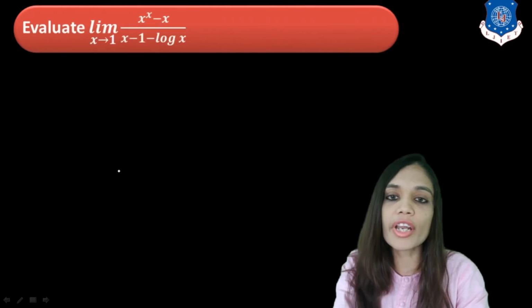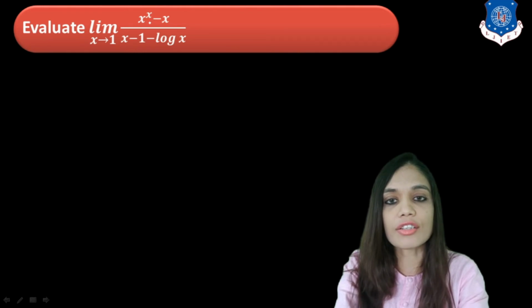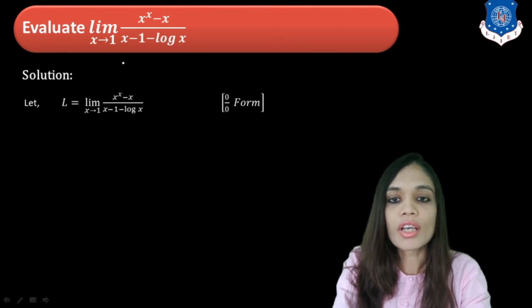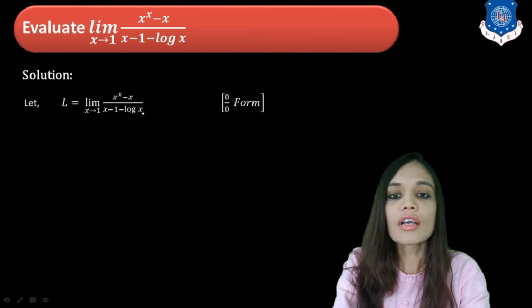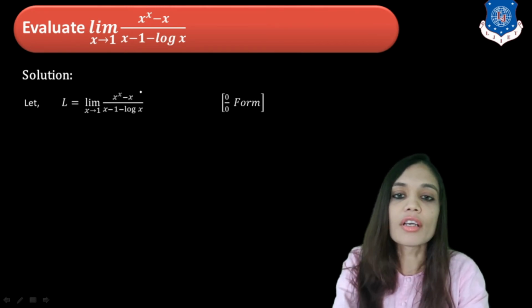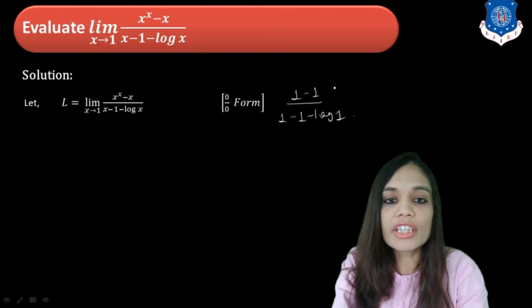Now let us solve one more example. That is, we have to evaluate limit x tends to 1 of x raised to x minus x upon x minus 1 minus log x. So firstly, we will assume L is equal to limit x tends to 1 of x raised to x minus x upon x minus 1 minus log x. Now firstly put x is equal to 1. So you will get 1 minus 1 upon 1 minus 1 minus log 1. So you will get answer as 0 by 0 form.